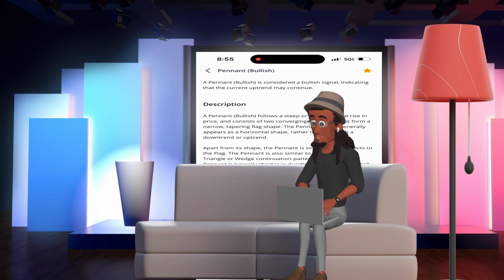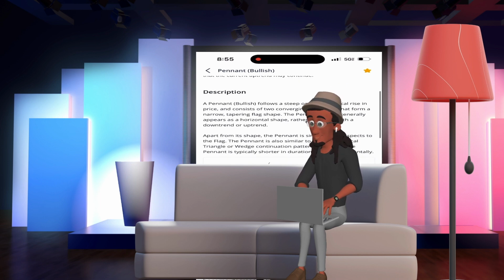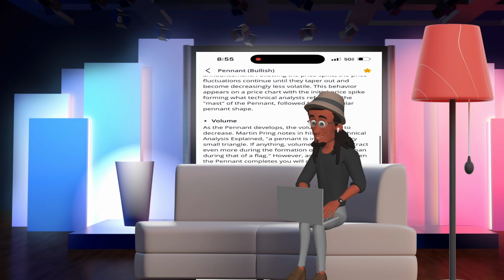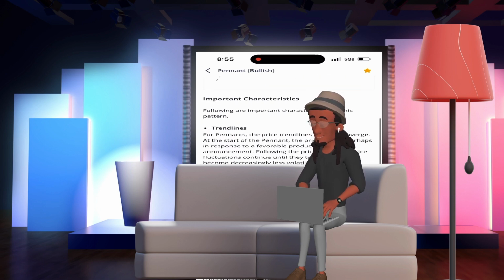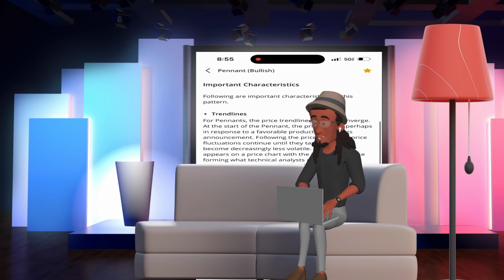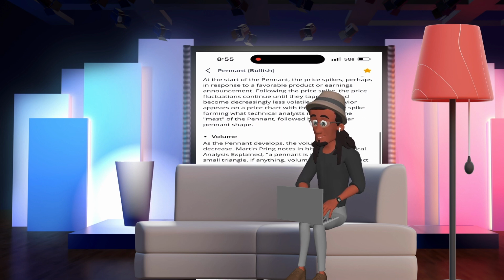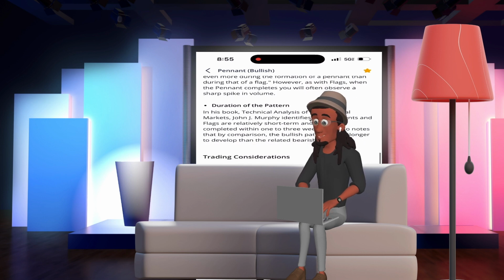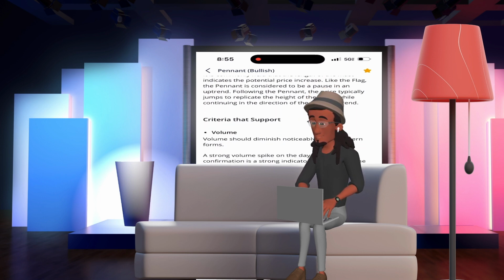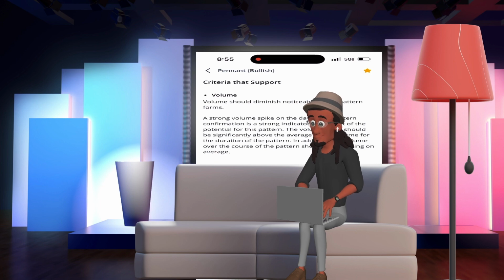All right, so you can look at these things when you get some more time. So important characteristics: trend lines, which we talked about, volume, and duration of the pattern. And there are some possible trading considerations, but what I want to focus on is the criteria that supports a pennant. So, volume.